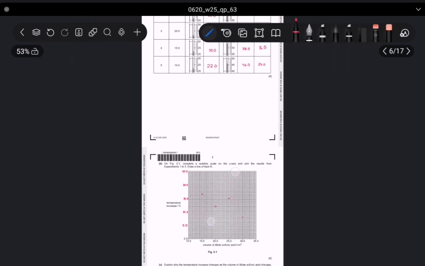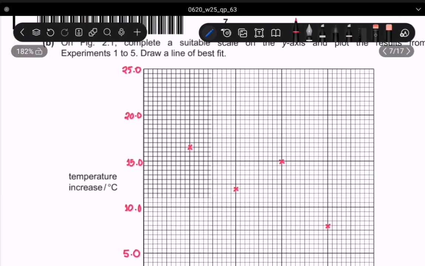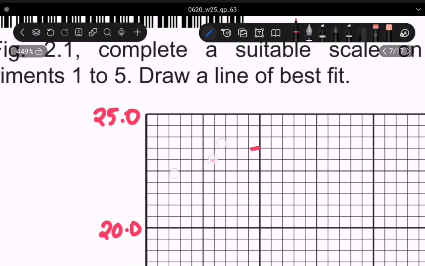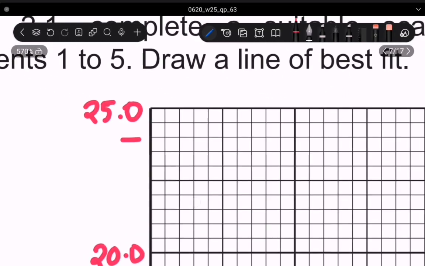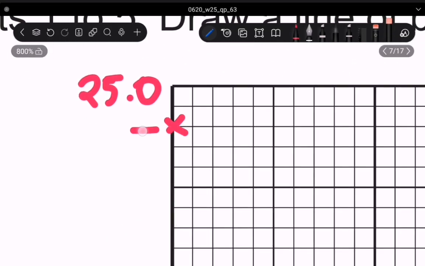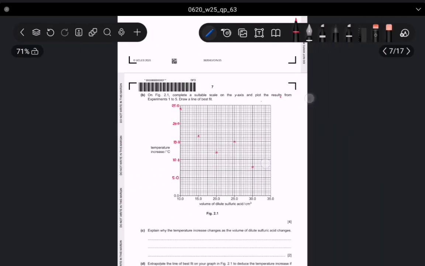And at 24, it's 10. So 10 is here, and at 24 it's right here. So that's my first one. Alright, we've drawn the scale.